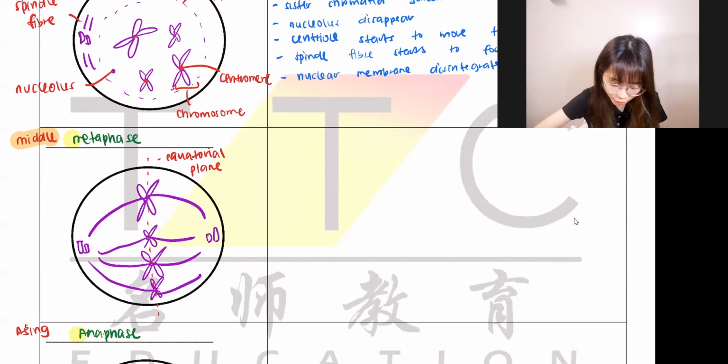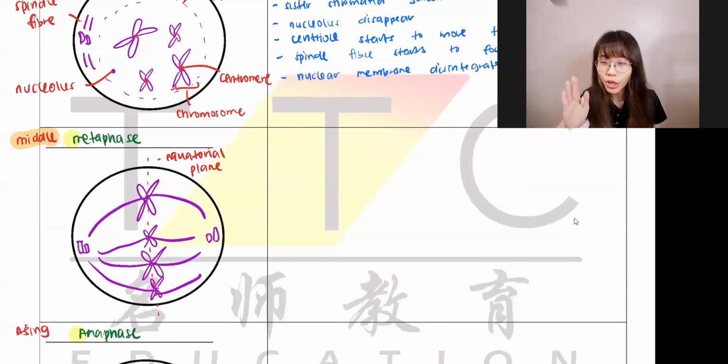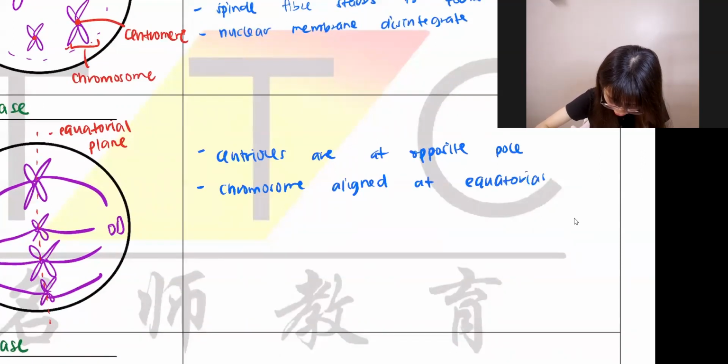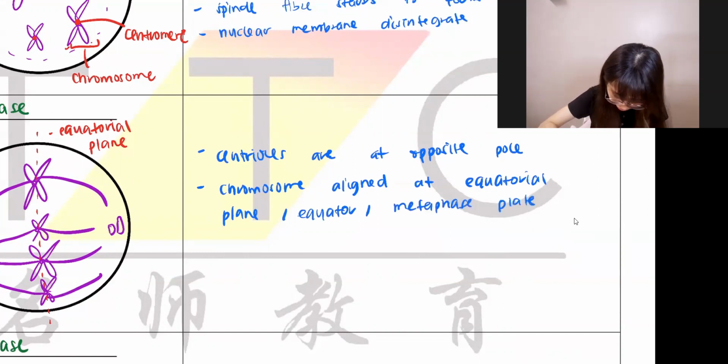So you have to form sentences right now. Whatever you draw, you need to understand why you are drawing this. If you understand what you are drawing, literally you can form a sentence. If you don't know what you are drawing, then it's very hard for you to understand the mitosis. Okay, so over here, number one, centrioles are at opposite pole. Chromosomes align at equatorial plane, equator, or metaphase plate.